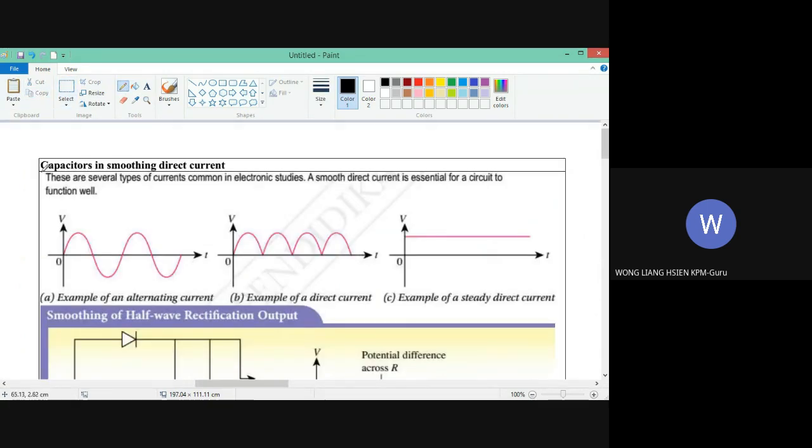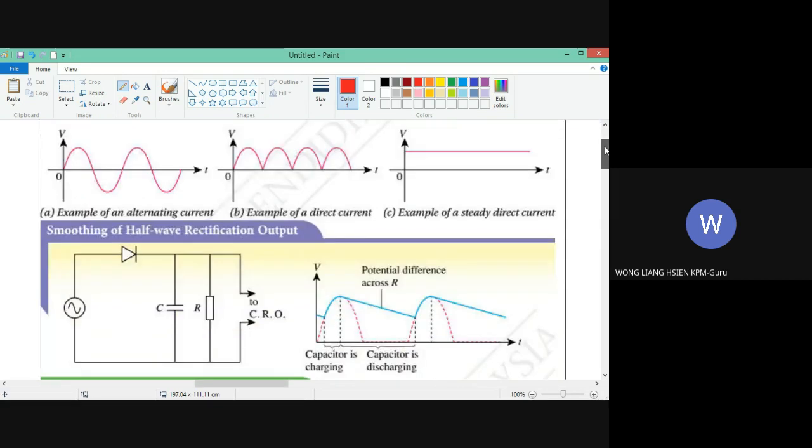Connect a capacitor. We connect a capacitor to the half wave rectification or to the full wave rectification to help in smoothing the direct current. Smoothing means to make the direct current smooth. So what is a capacitor actually?